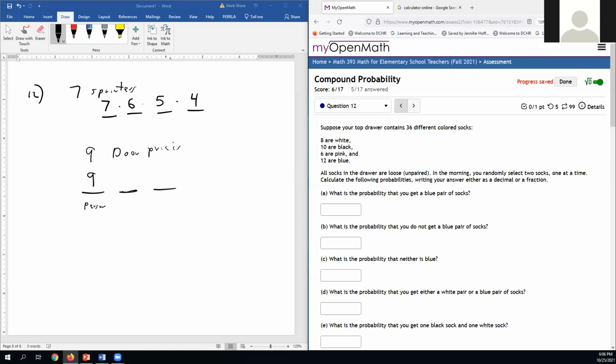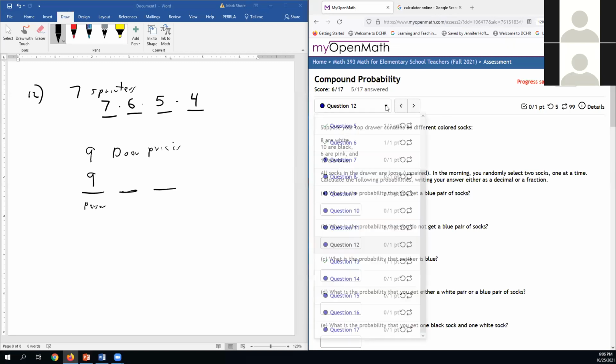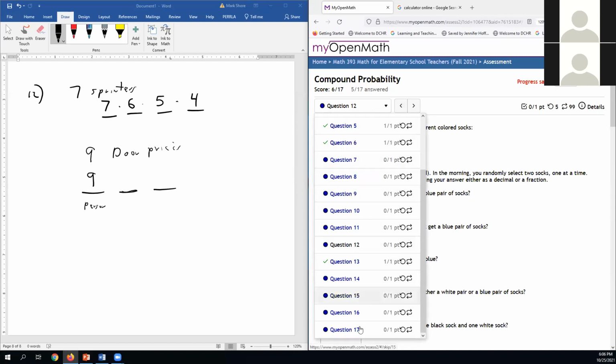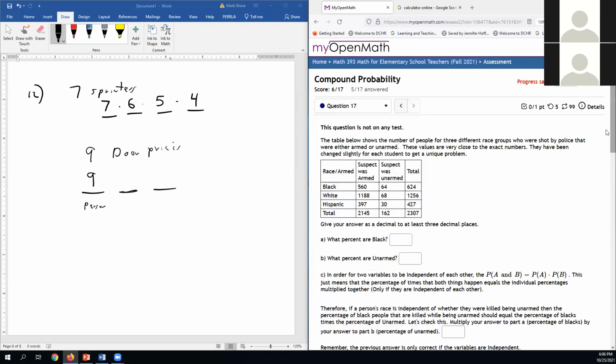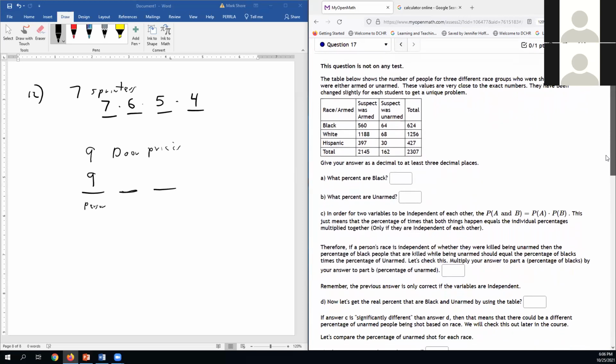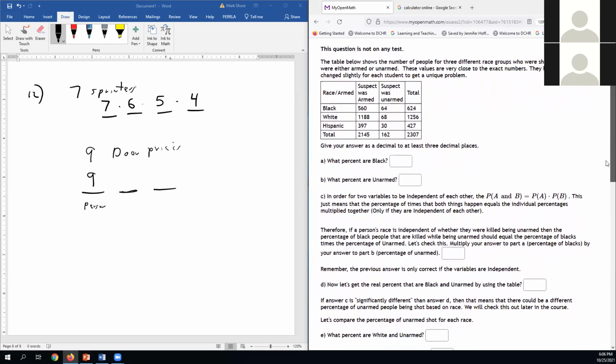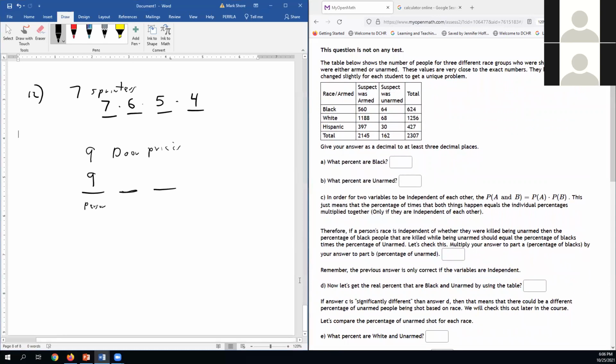Can we do compound probability, question 17? Yeah. So let's take a look at that. So up to problem 17. This one was a problem that was written to deal with social justice issues. So let's go ahead and do that. And it deals with probability and that sort of thing.